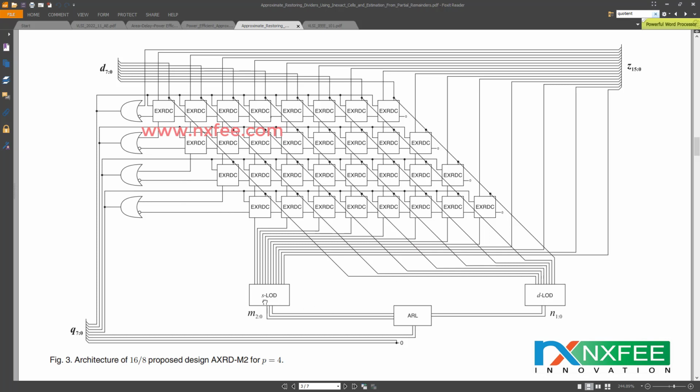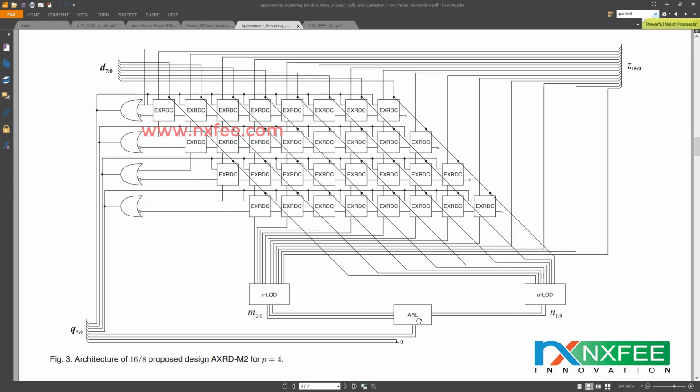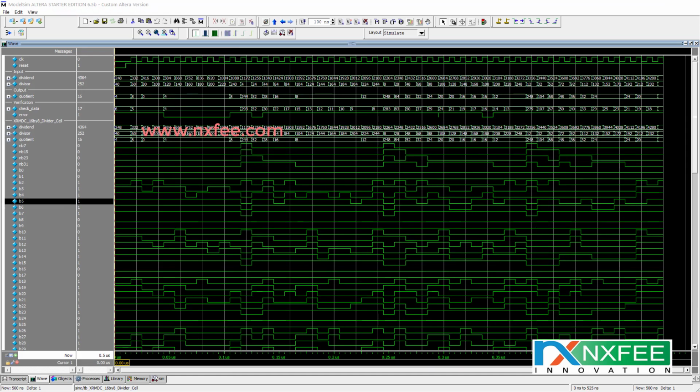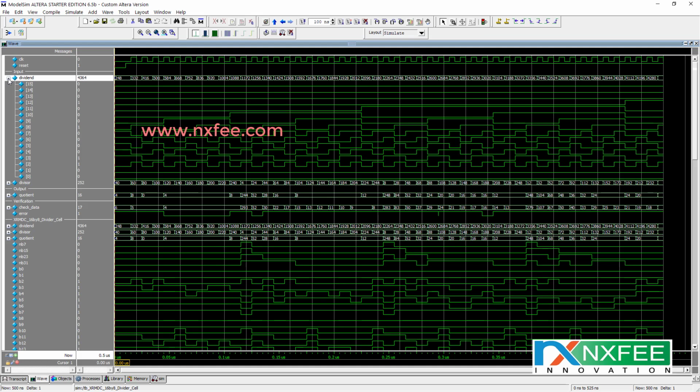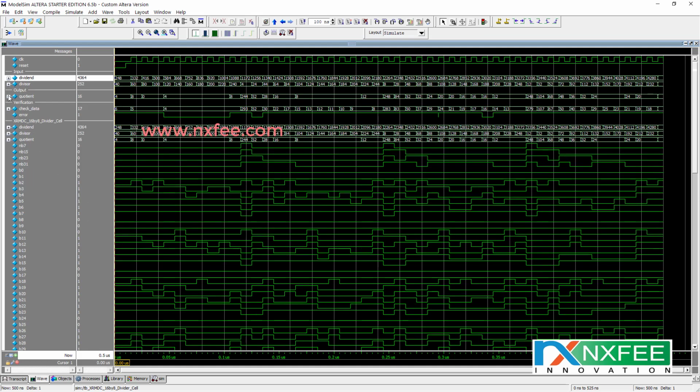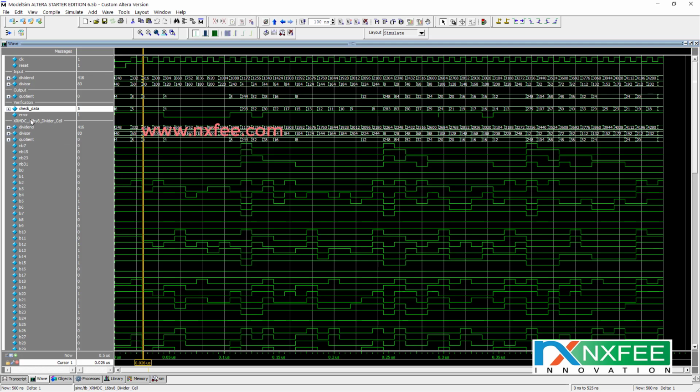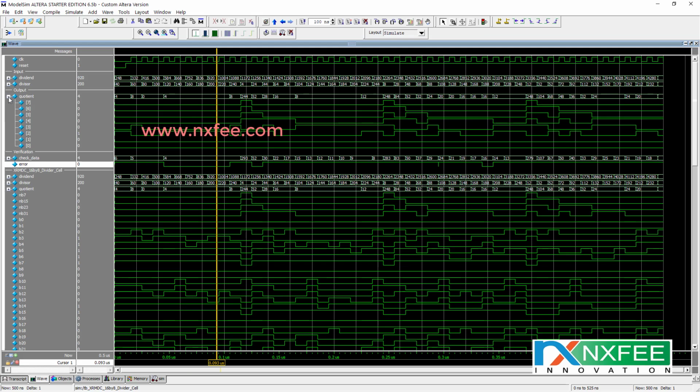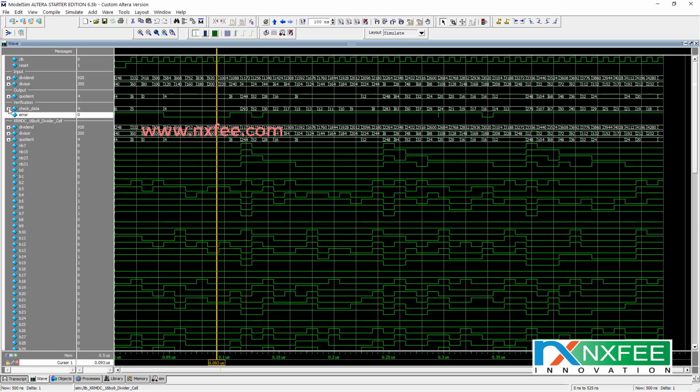Here the SOD, DLOD and ARL architectures are given. This LOD means a leading one detector. We need to find the leading one from the S bit and D bit, and this output we have shown here. So this is a 16 by 8 architecture. Here you can check dividend equal to 16 and divisor equal to 8, and the quotient 7 down to 0 and check data 15 down to 0. You can check all the outputs.